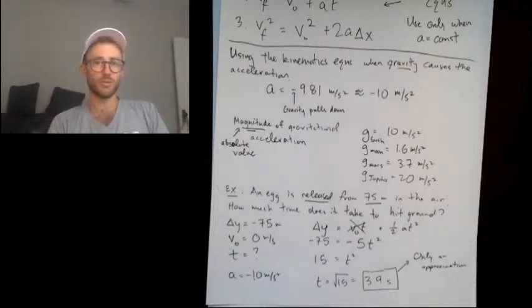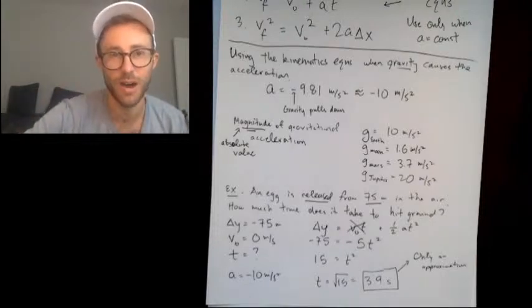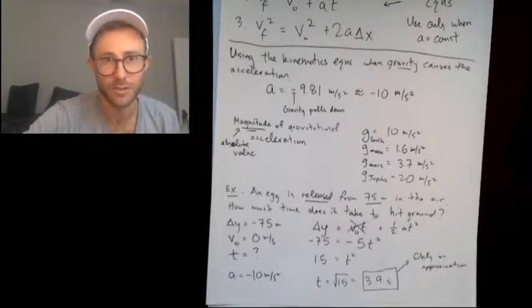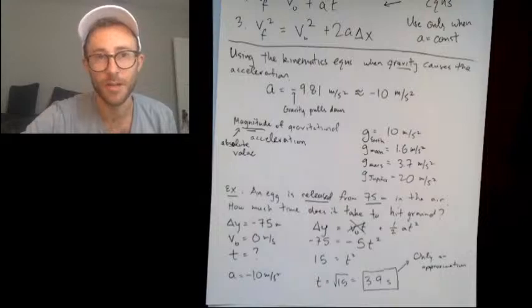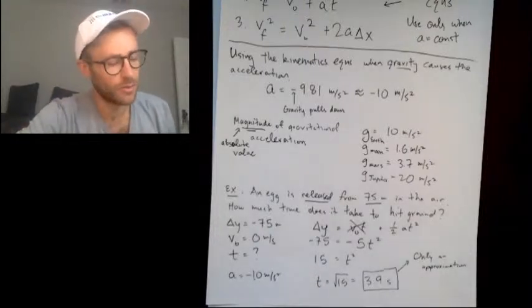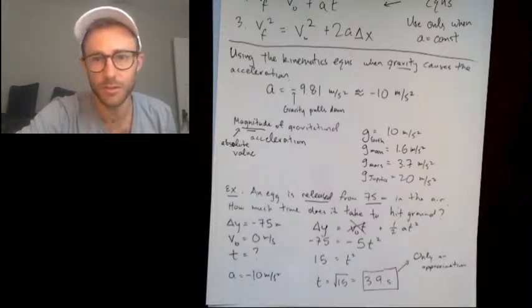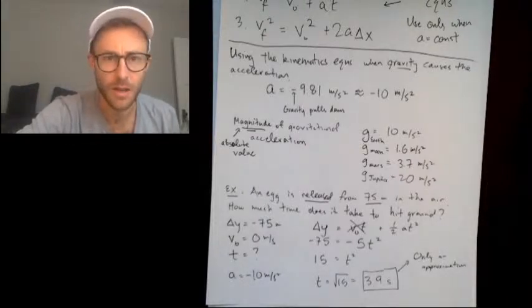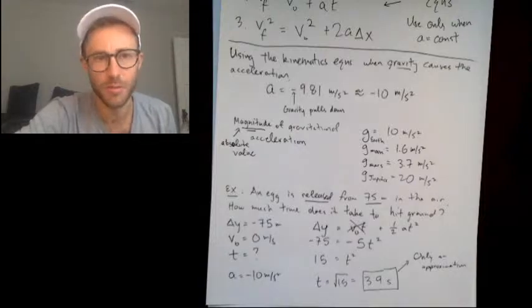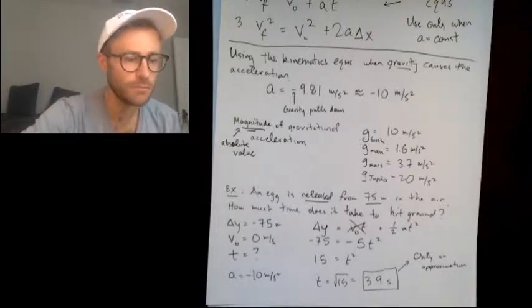If the egg was released from an extremely high altitude where it has the opportunity to build up a lot of speed, then air resistance is going to be more dominant as a factor. So this is only an approximation. If you take my AP Physics C class, we talk about how you could do this problem accounting for air resistance.